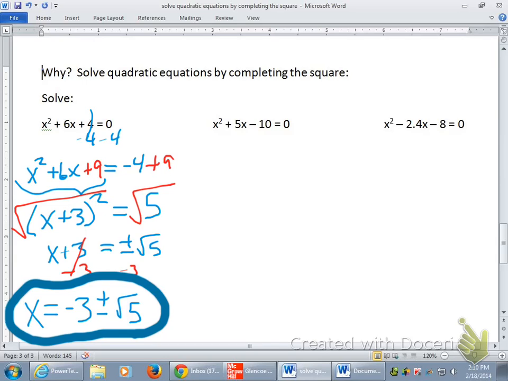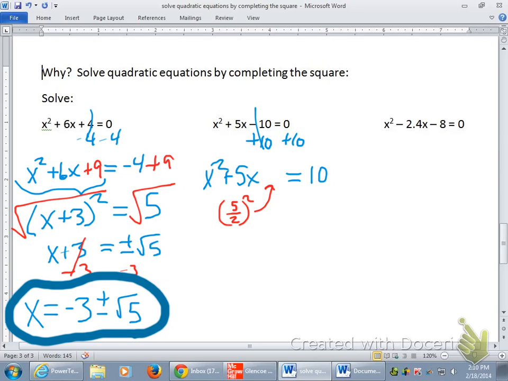But let's force it to be a perfect square. Let's get rid of the 10. And that'll leave me with x squared plus 5x, leave a little space, equals 10. Now I leave the space here because I'm getting ready to force this to be a perfect square. How do you force this right here to be a perfect square? Alright, I need to take 5 divided by 2 and then square it, and that's what's going to go there.